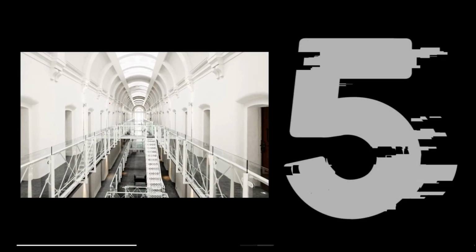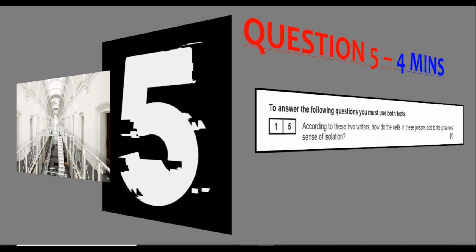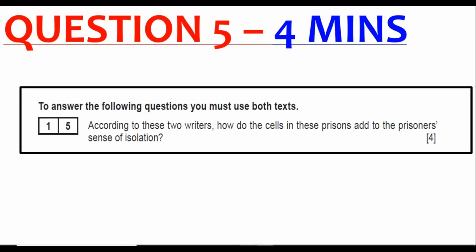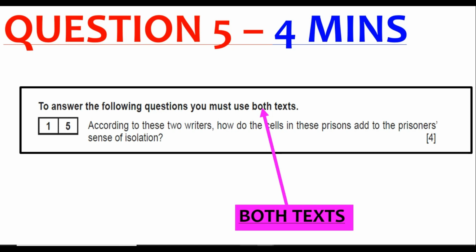And that one got 9 out of 10. Okay, question 5 is very similar to question 1 and 3, but this time it's for both extracts. So it says, to answer the question, you must use both texts. According to the writers, how do the cells in these prisons add to the prisoner's sense of isolation? So again, the question is quite specific.